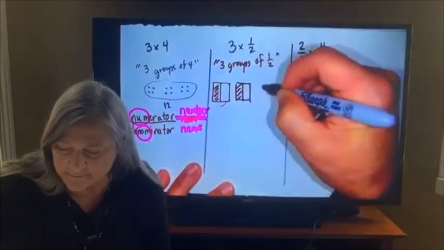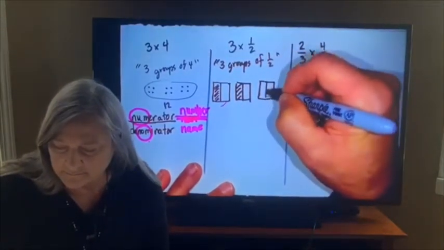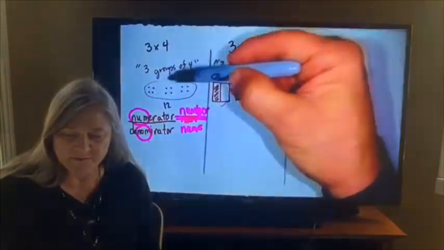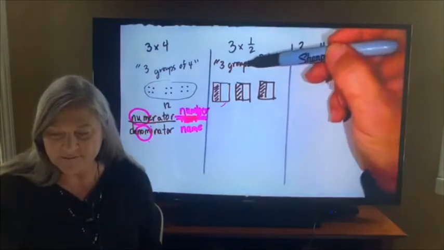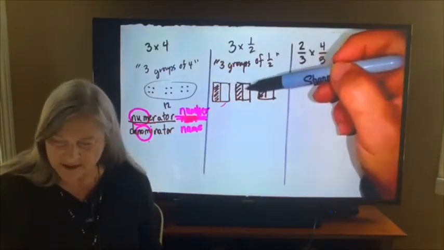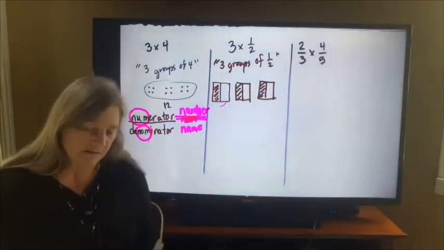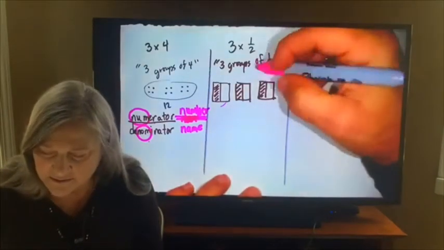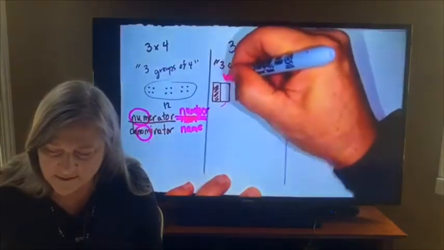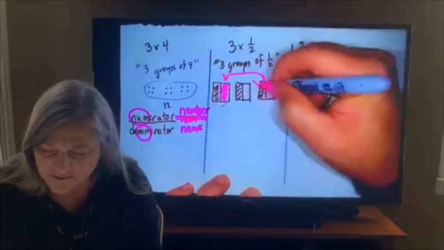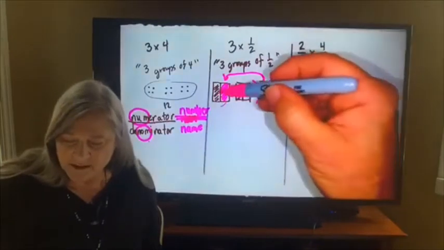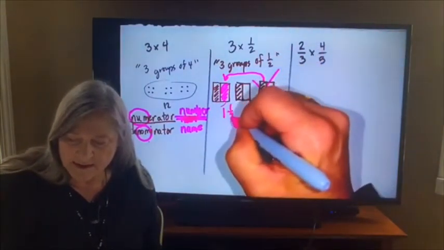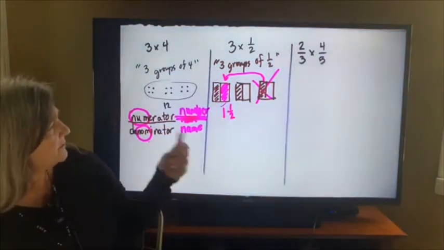Here's another half. And there's another half. So now, just like we had our 3 groups of 4, we have 3 groups of a half. There's a half, there's a half, and there's a half. If we put that all together, I'm going to take this half and move it down here. I'm just going to fill that in. So what do we get? Well, here's a whole. And what do we have here? A whole and a half. That's what we get when we do that.